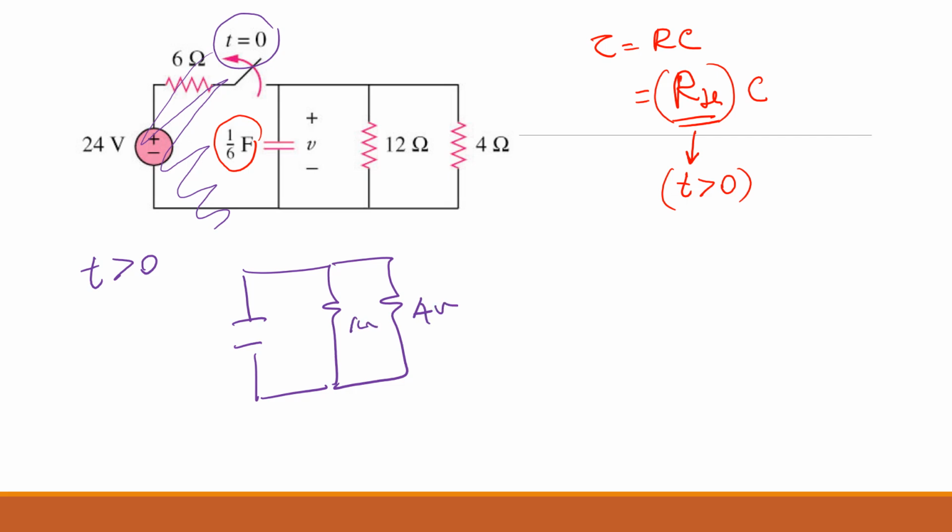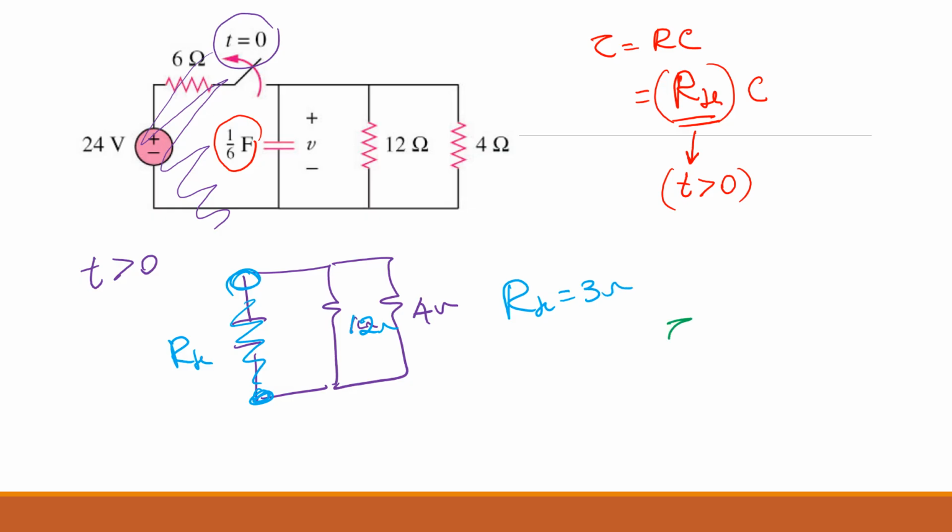And RTH means what? The open circuit resistance. So you make this open and find the RTH. So this 12 and 4 are in parallel with each other. Am I right? So we already found it. So RTH is 3 ohms. Agree?